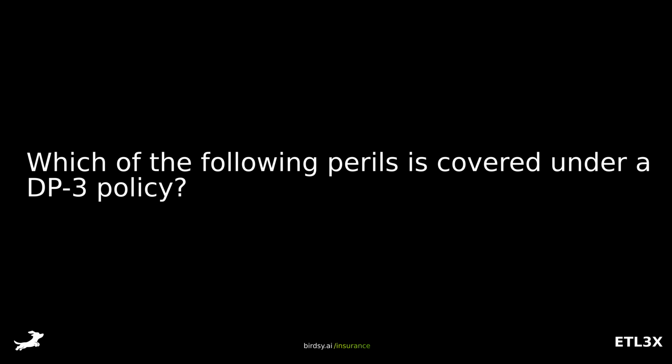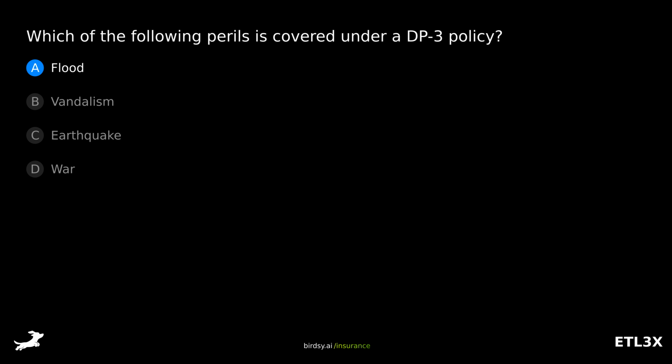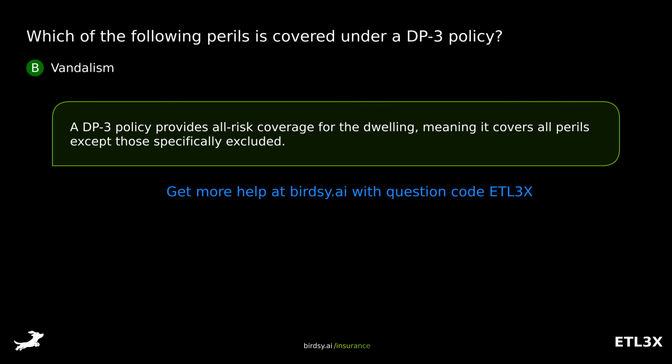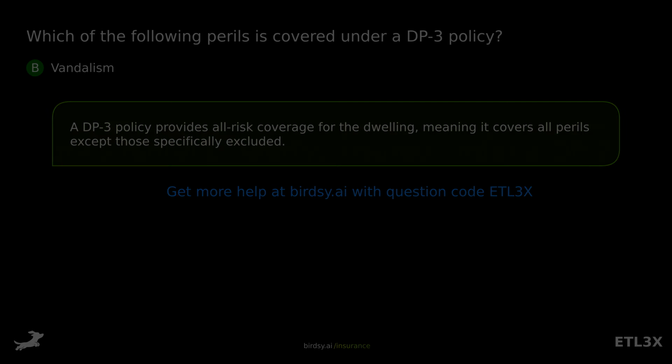Which of the following perils is covered under a DP3 policy? Is it A, flood, B, vandalism, C, earthquake, or D, war? The answer is B, vandalism. A DP3 policy provides all-risk coverage for the dwelling, meaning it covers all perils except those specifically excluded.